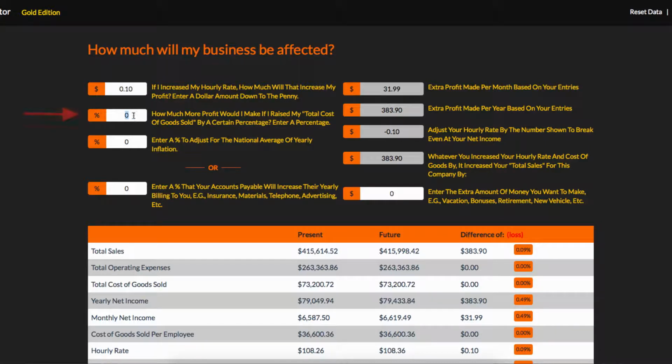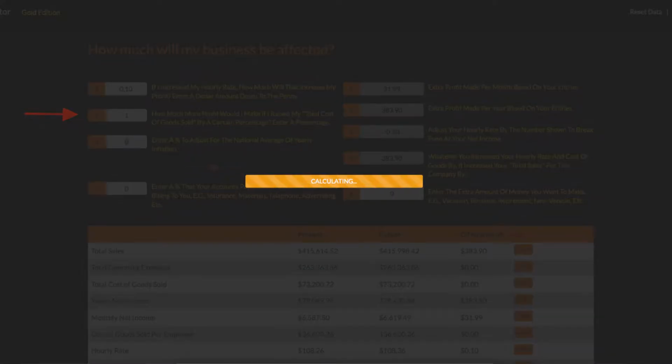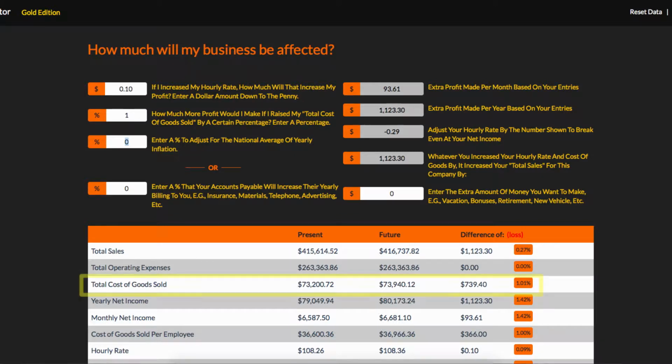Let's drop down to the next box on the left and let's increase our cost of goods sold to our customers. Let's put in 1%. Over here, we see that we just bumped up our profit $740 a year just by increasing our cost of goods sold by 1%. I believe you just got your money back again by purchasing this app.